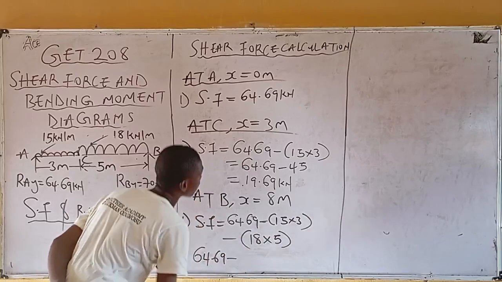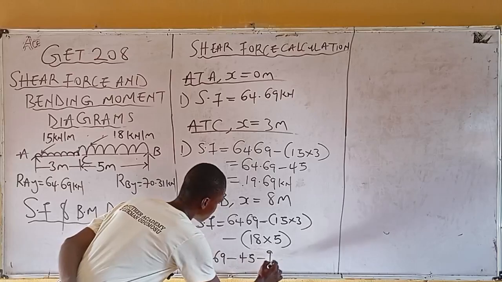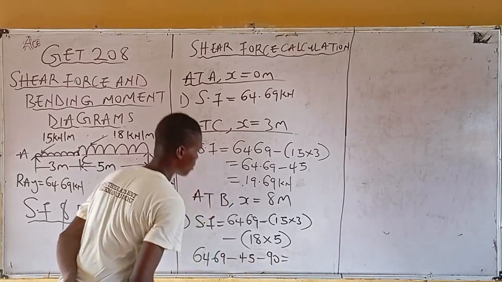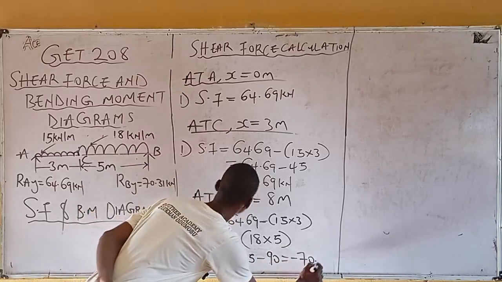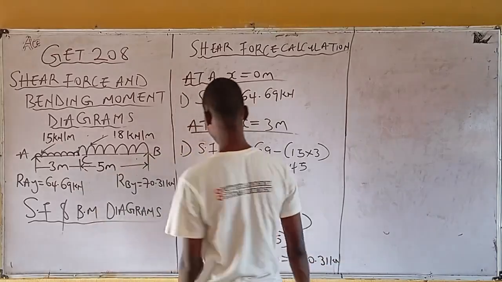64.69 minus this time, 45. Minus what's the answer? 70.31. Minus 90, what do you have? Minus 70.31 kilonewton. This is the first value of shear force at this point.